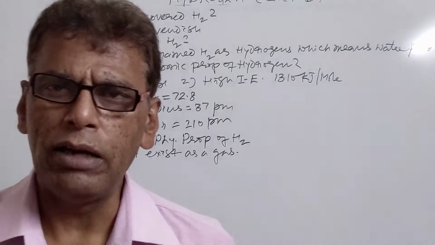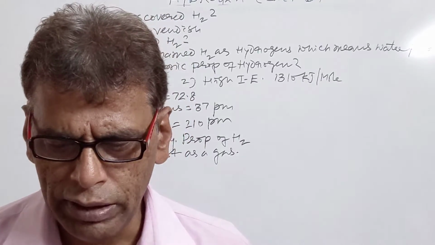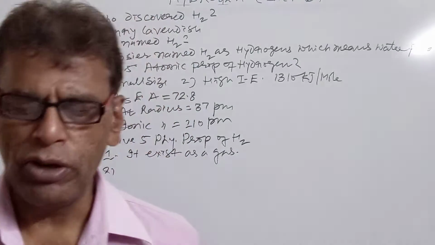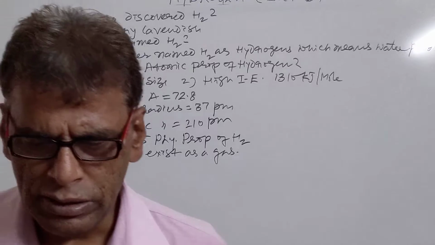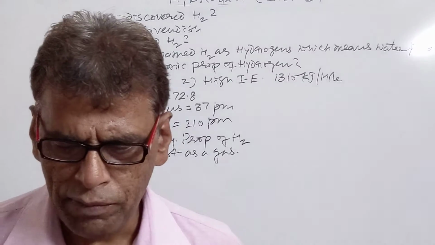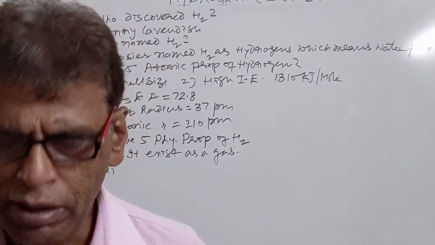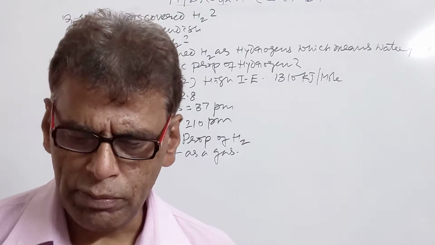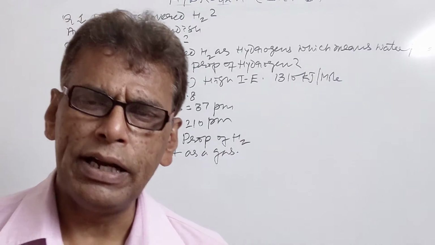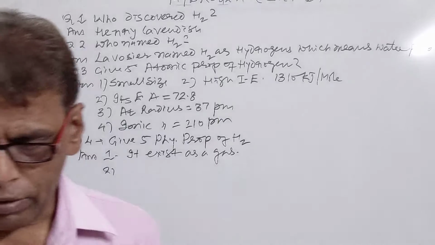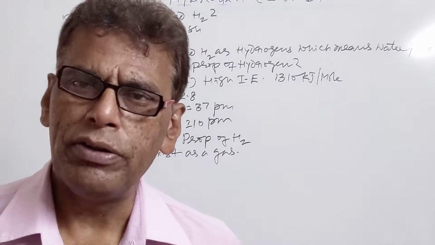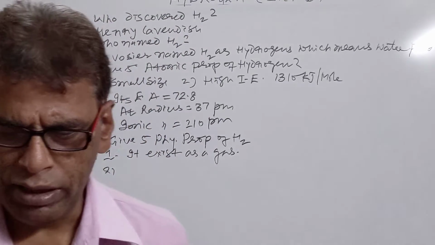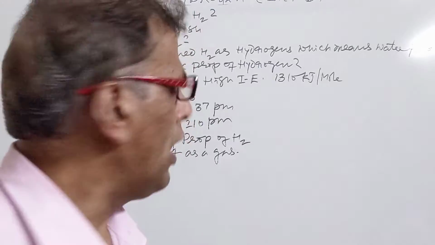Second, its melting point is 13.8 Kelvin. Its boiling point is 20.7 Kelvin. Its density is 0.0899 gram per cubic centimeter. Its bond length is 77 picometer. Its covalent radius is 37 picometer, and its bond energy is 435.9 kilojoule per mole.